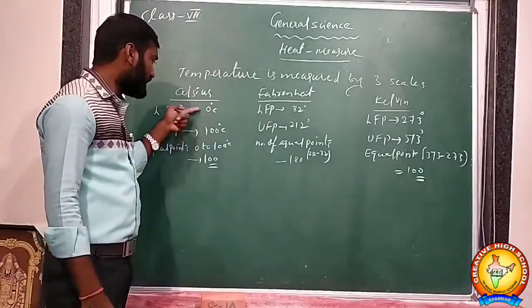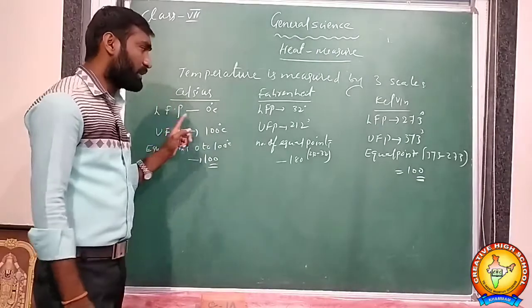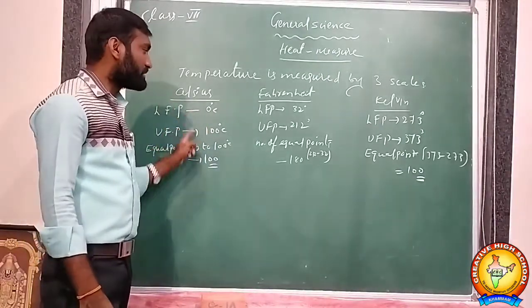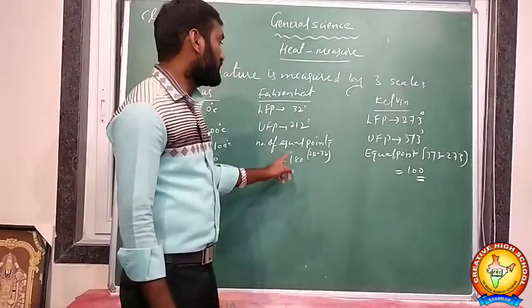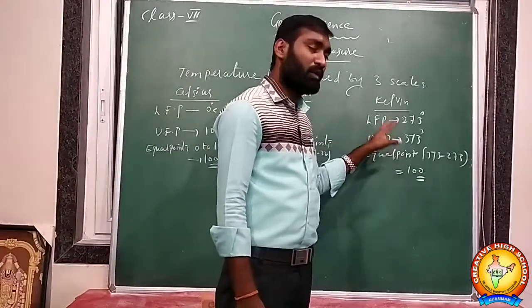How many points are there? How many can you divide? Each one is 1 point. So a 1.8 difference will be there. So here it is 101.1 difference.